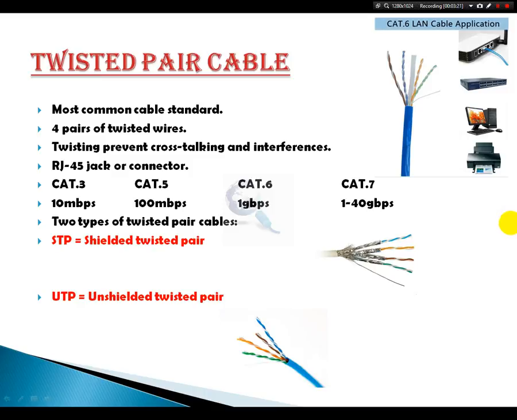There are 2 types of twisted pair cable: STP, shielded twisted pair cable, as you see right here, it's shielded, and UTP, unshielded twisted pair, this one right here. The one I have commonly seen used is UTP, unshielded twisted pair cable. The others are used too, but the common one is UTP.